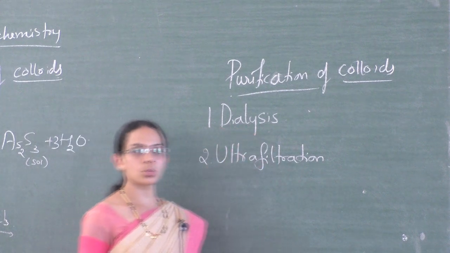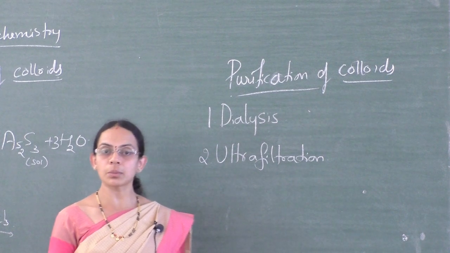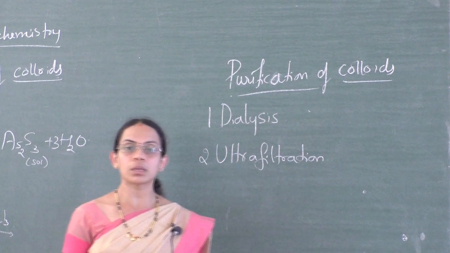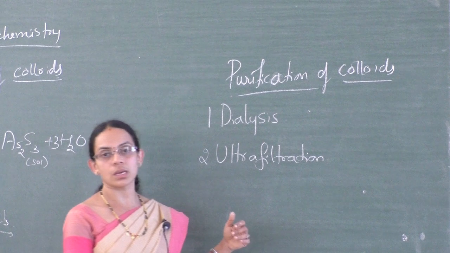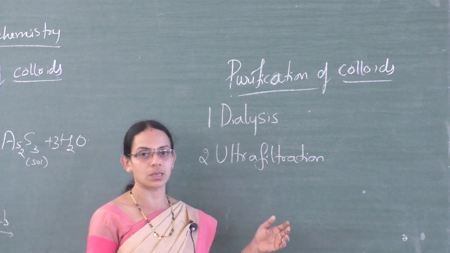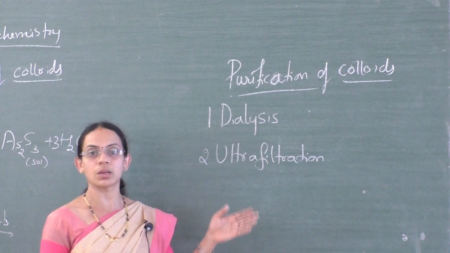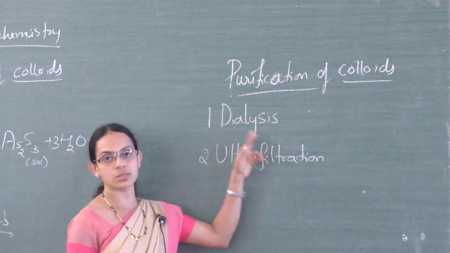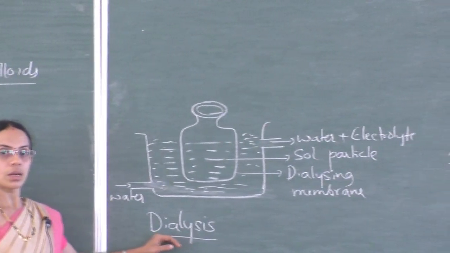In dialysis, small ions or molecules can be removed. Parchment membrane, animal membrane or cellophane are permeable to ions and molecules, but they are impermeable to colloidal particles. Ions and molecules have smaller size, whereas the colloidal particles have slightly bigger size. So, that principle is used in this dialysis process. A bag of parchment membrane, see here, this is the dialyzer. The instrument used in dialysis is called a dialyzer.